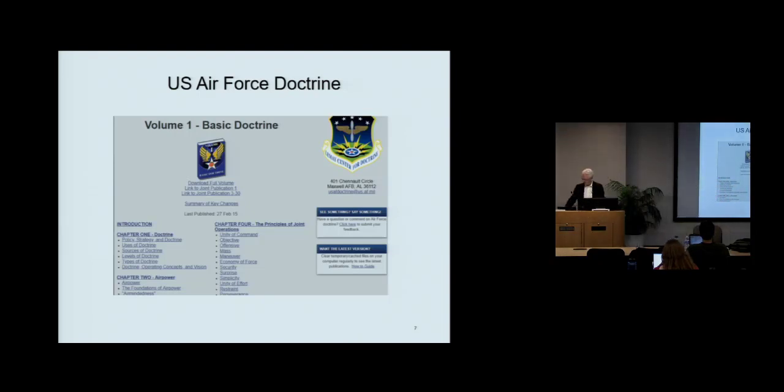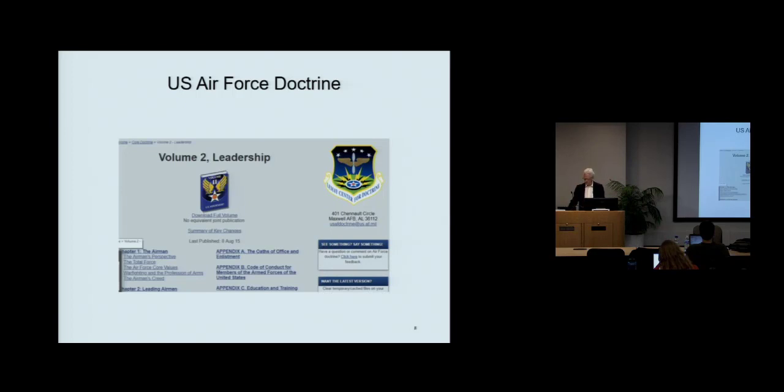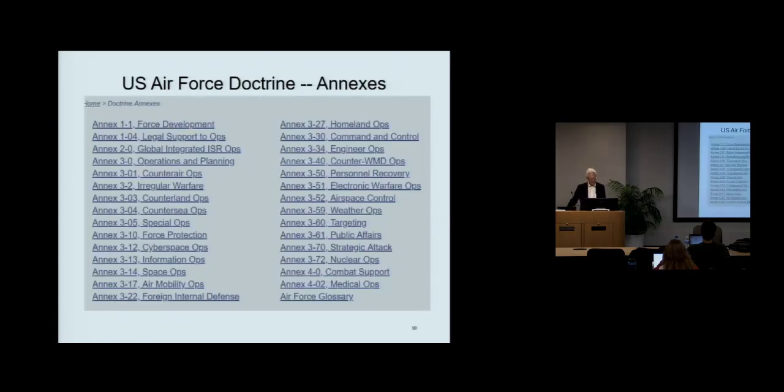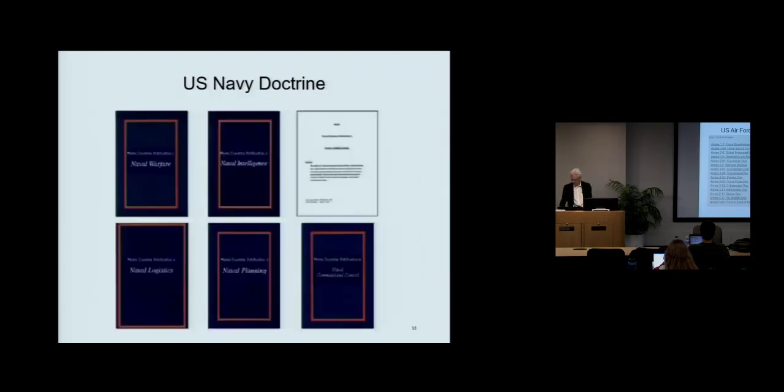And again, there are many other pubs. This is just Volume 1. There's Volume 2, which is on leadership, Volume 3, command, and then annexes to all of these on counter-sea operations, counter-air operations, electronic warfare operations, and so forth. So you get the idea. You have a hierarchy with the very general doctrine pubs at the top, and then you get more and more specific ones as you go down.